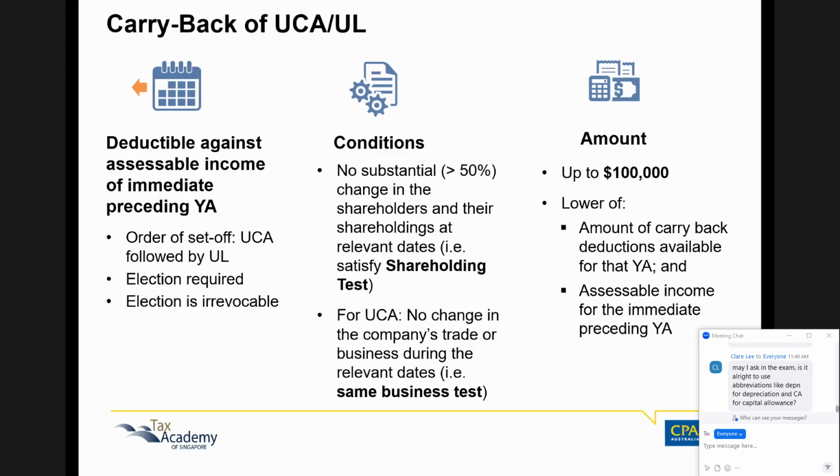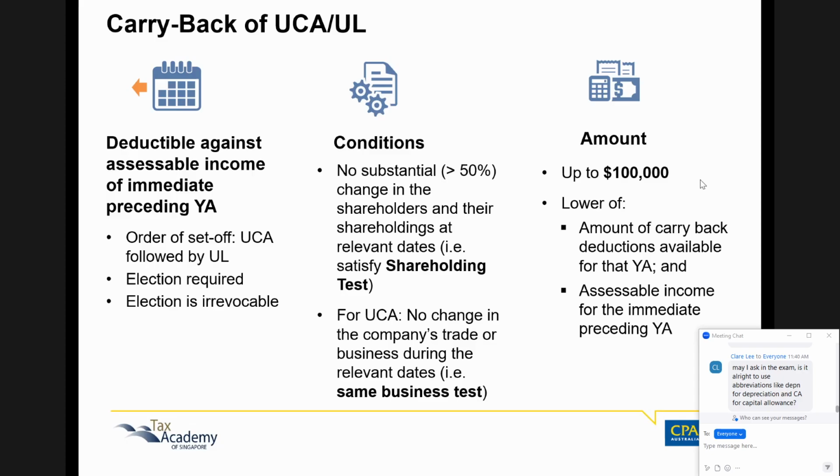it's not automatic. You need to make an election to say, I want to deduct against my assessable income of the immediately preceding YA. It cannot go back many years. It must be just the year before. Once you make the election, you cannot change it later on. Again, we apply the shareholding test and the same business test.